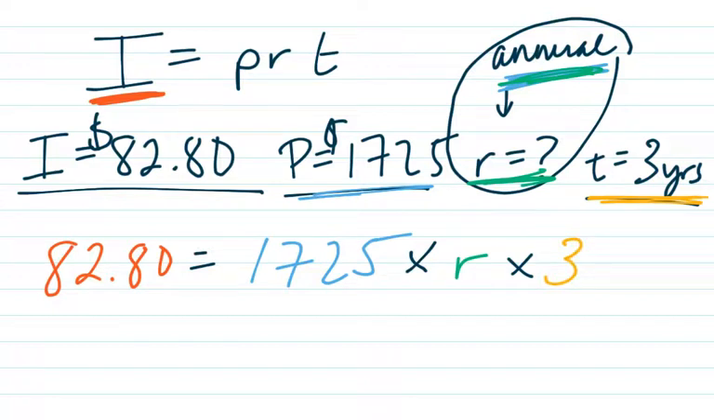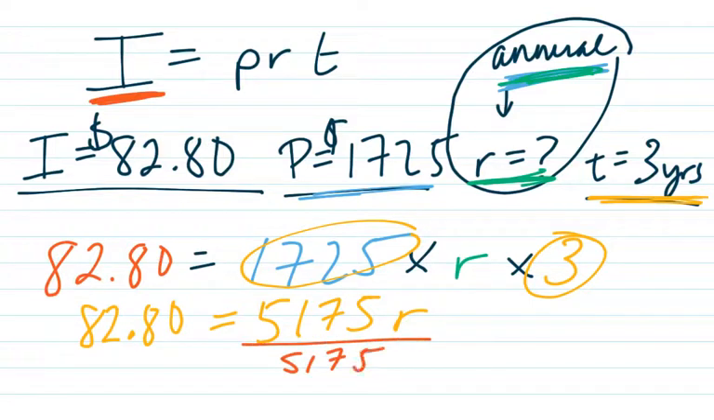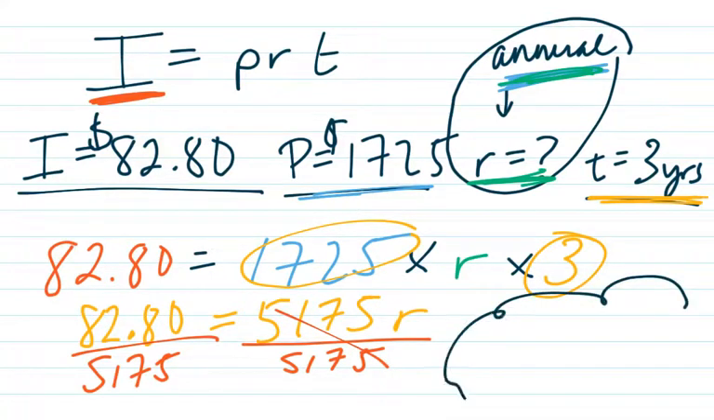So I can multiply 3 times 1,725, which is 5,175, when I multiply these two values together, times R equals $82.80. To solve for the rate, we divide both sides by 5,175, because that will isolate the R by itself. When we do that, we end up getting that R equals 0.016, which is a decimal answer.